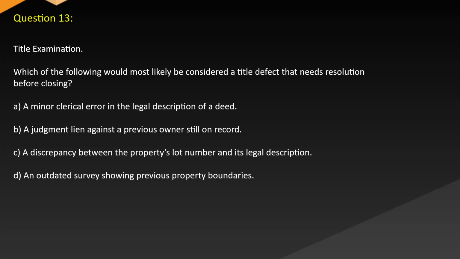A. A minor clerical error in the legal description of a deed. B. A judgment lien against a previous owner still on record. C. A discrepancy between the property's lot number and its legal description. D. An outdated survey showing previous property boundaries.